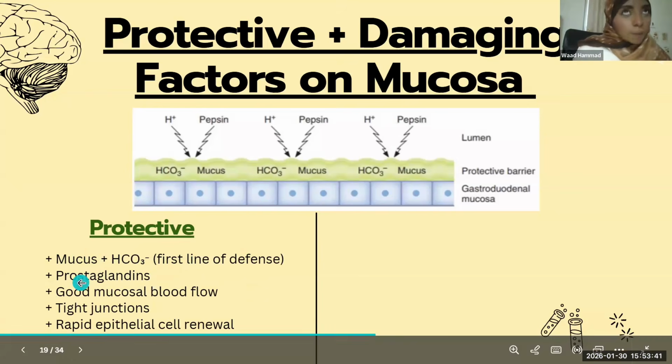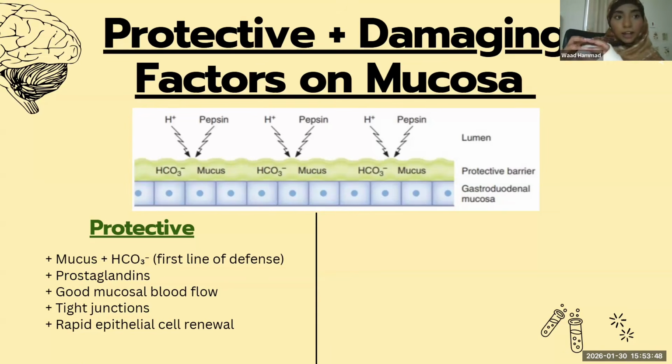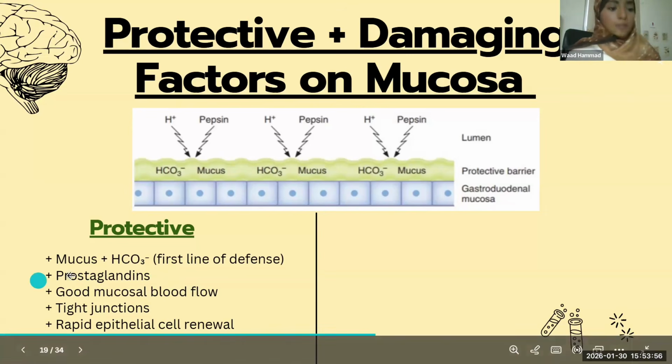Prostaglandins, we mentioned this earlier when we were talking about the regulation of secretions. This is one of the inhibitory factors that activates GI, and then GI decreases cyclic AMP. And then when cyclic AMP decreases, it will decrease the activity of our proton pumps. So that's why prostaglandins also protect us.